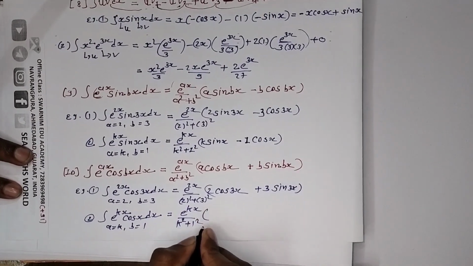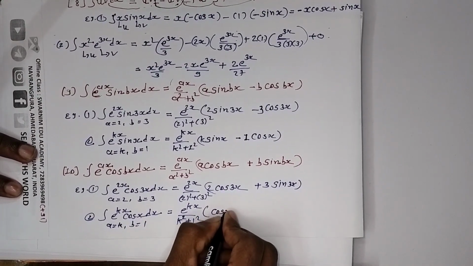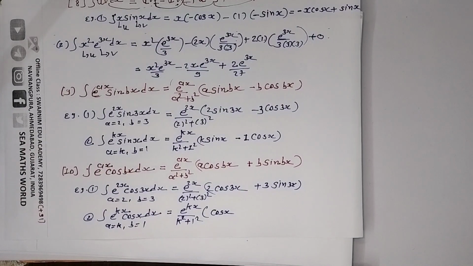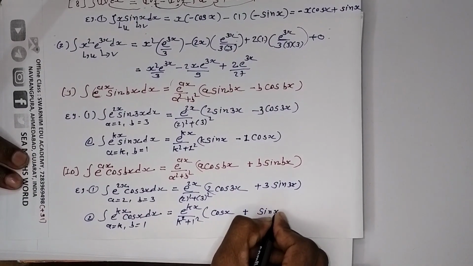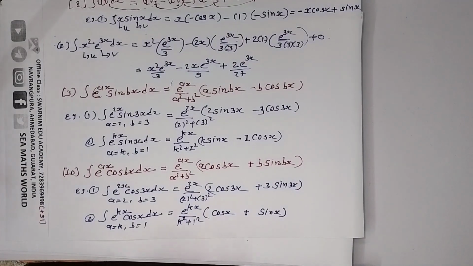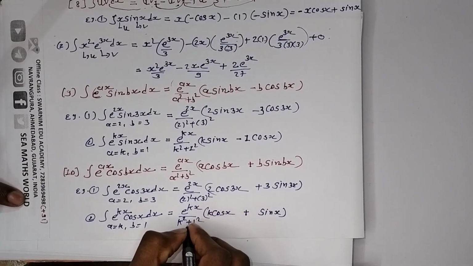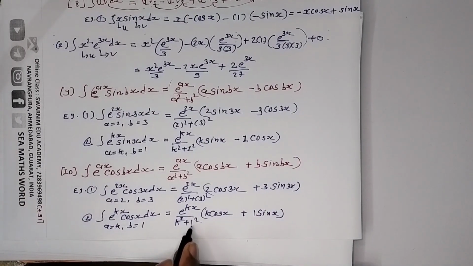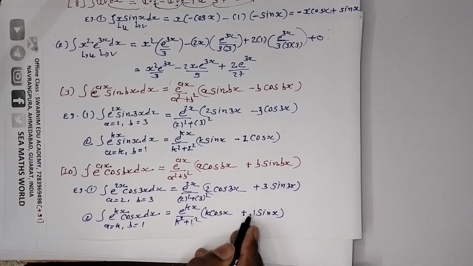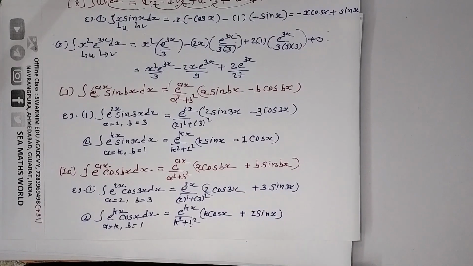Now, here cos x is given, so we will write cos x. The integration of cos x is sin x. First put constant a, here it is k, and b here is 1. Now you may simplify it. Same, 1 square we will write as 1 and there is no need to write this one. Okay, next step.